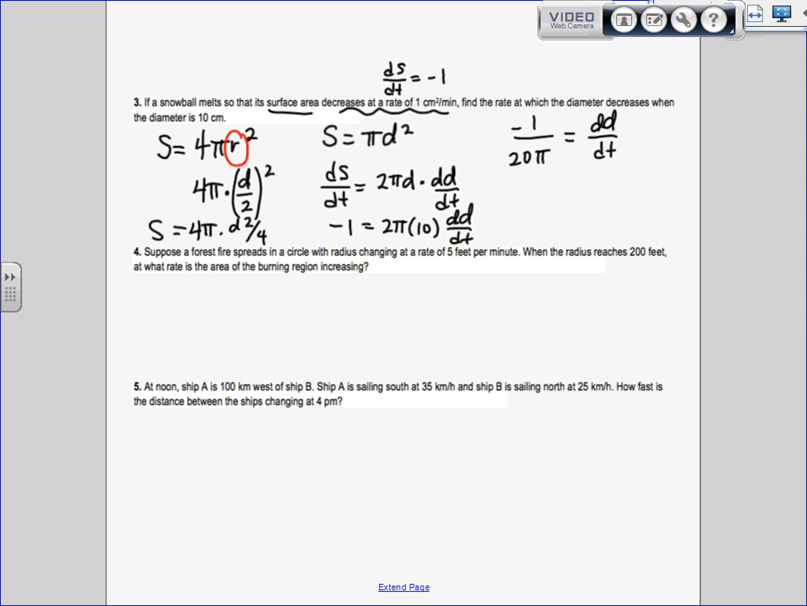So if you want an approximation for that, you can always do it. Just make sure you put parentheses around the 20 pi. So you would get negative 0.016 centimeters. So what do I put for my units? Diameter over time. So centimeters per minute.